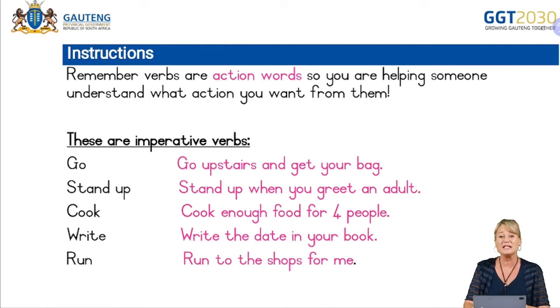The next one is cook. That's also an imperative verb. You're telling someone to cook. Cook enough food for 4 people. Cook this lovely pasta. Cook the meat on the braai.